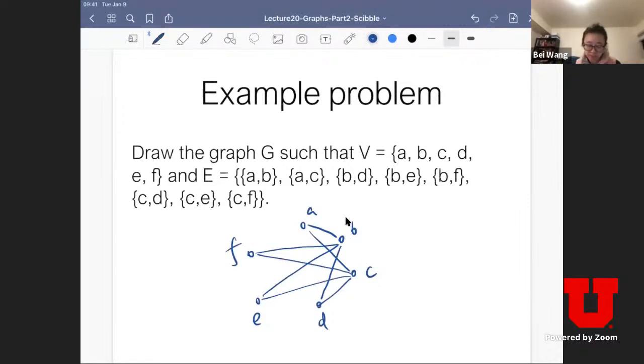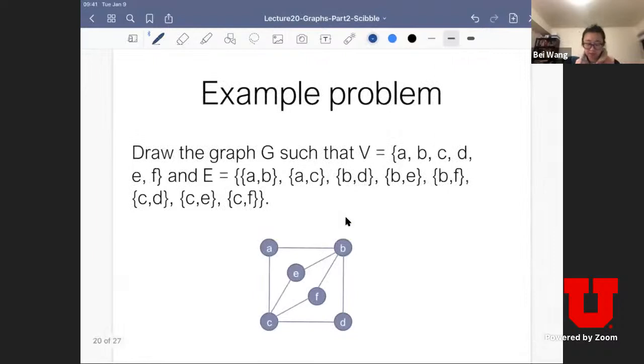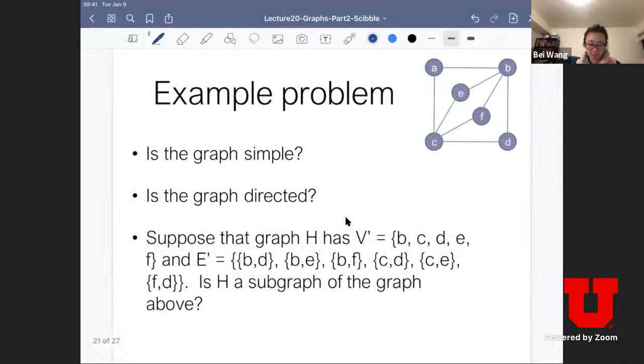However, I might make it prettier by drawing like this. But it's actually a slightly different drawing of the same graph. Okay. Now, given this graph, is this graph simple? You can pause the video now. Okay. The answer is yes, because it does not have self-loops. Also, it does not have multiple edges. Is this directed? The answer is no, because you don't have any directed edges.